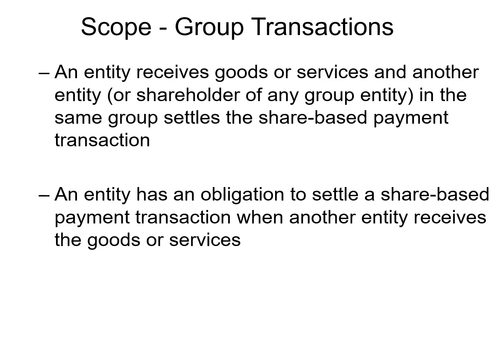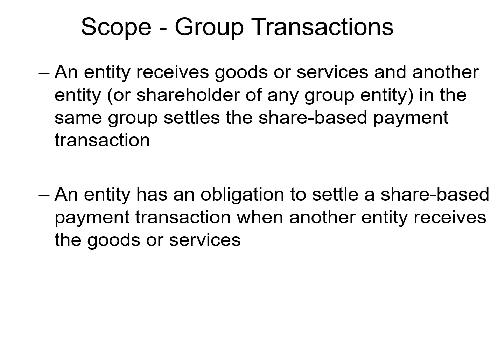Sometimes the transactions that are undertaken involve group companies. You've got a parent company that settles an obligation that a subsidiary company has got. So the standard now clarifies that where an entity receives goods or services and another entity or another shareholder of any group entity is the one that is settling the share-based payment transaction, that is still a share-based payment transaction. It must be accounted for in terms of the standard.